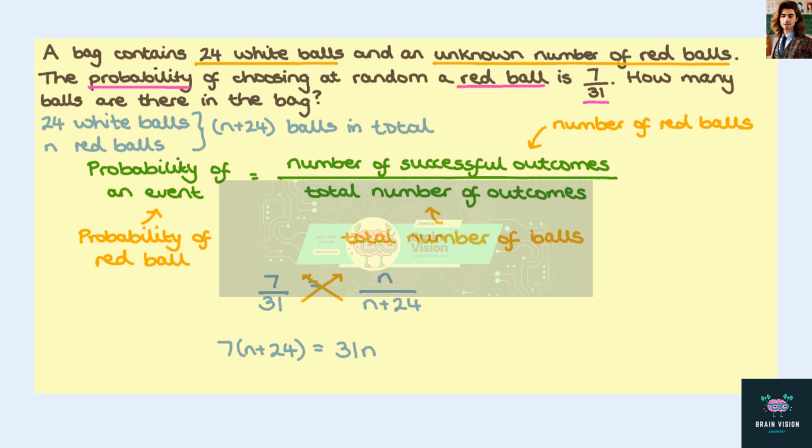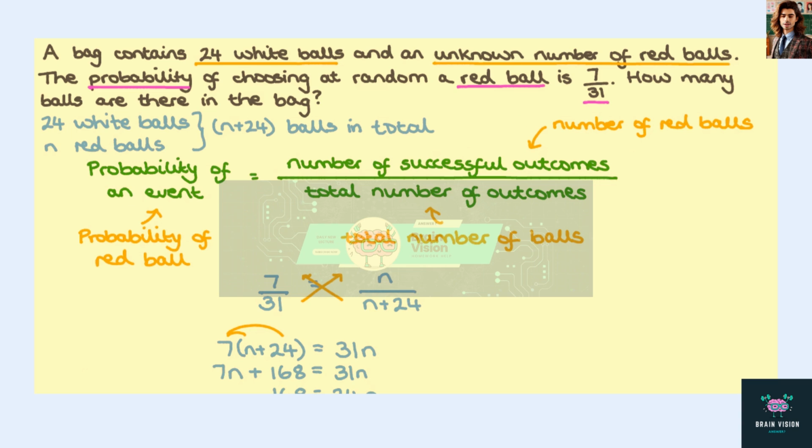To solve this equation for N, we begin by cross-multiplying, giving 7 multiplied by N plus 24 is equal to 31N. Distributing the parentheses on the left-hand side gives 7N plus 168 equals 31N. And then we can collect the like terms on the right-hand side of the equation by subtracting 7N from each side to give 168 equals 24N.